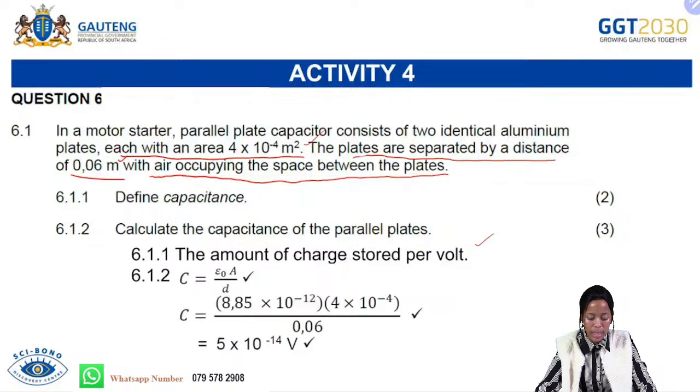Because it says calculate the capacitance, C will be the capacitance, and then E naught will be the constant. You will get the E naught on your data sheet. Because it's a constant, you are going to copy and paste it there. And then A is given by the area, and we have D, which is the distance. From there we are going to write our answer with the correct formula.